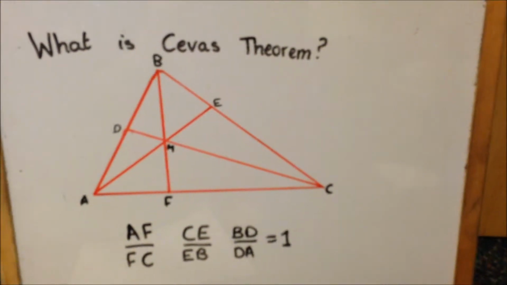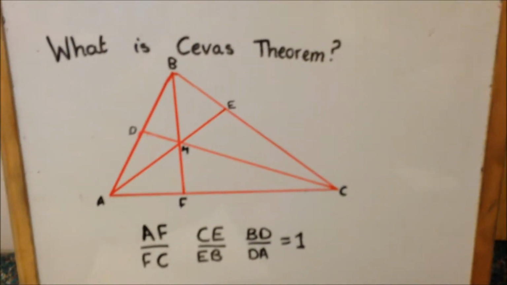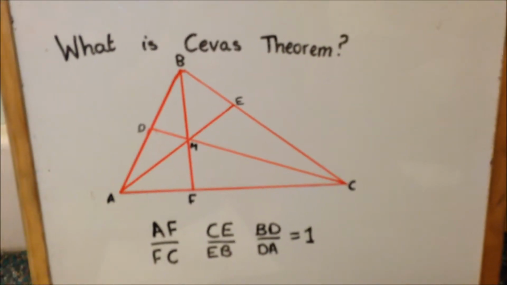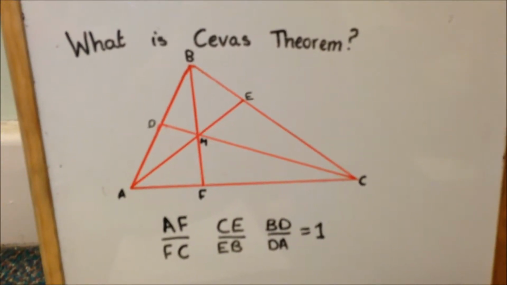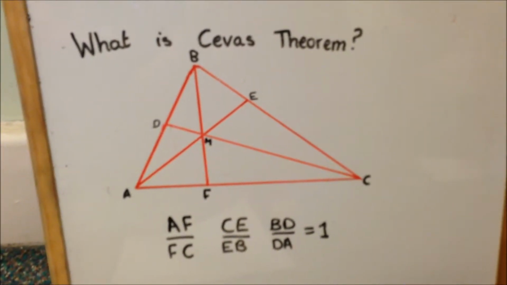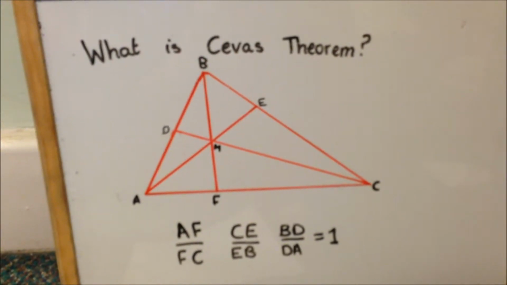What is Ceva's theorem? The theorem claims that, given any triangle ABC as shown on the whiteboard, with point M being an interior point, segments through M from either the point A, B or C to the opposite sides of the triangle are Cevians.